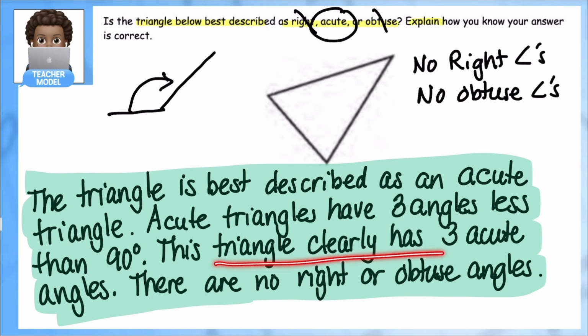And this triangle clearly has 3 acute angles. There are no right or obtuse angles. So there's my second piece of evidence from my example here. There are no 90-degree angles and no obtuse angles. And that's all you really need for a really clear answer that explains that you know what these terms mean. Hit pause and jot this down into your notes.